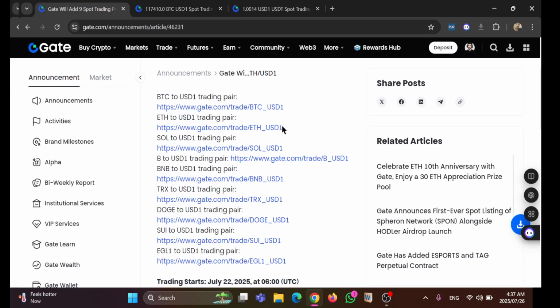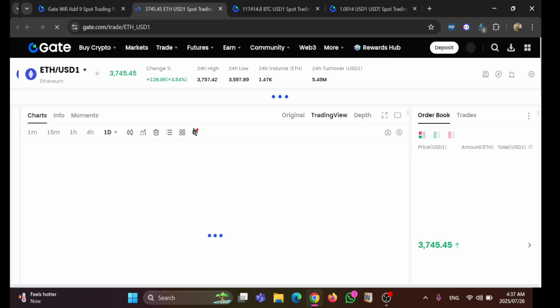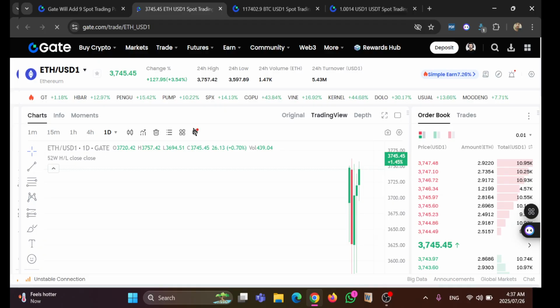Now let's go to our next. We have explained the Bitcoin to USD1 trading pair. Next one is the Ethereum to USD1 trading pair. Let's click on this link. And here is USD1.